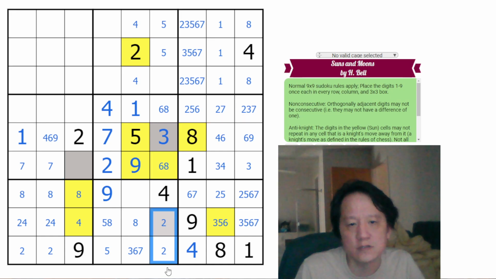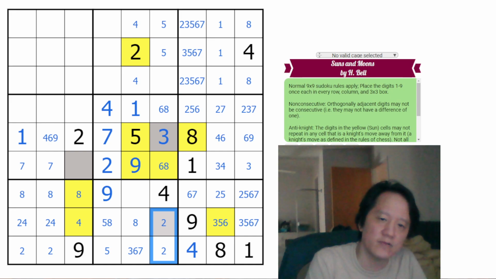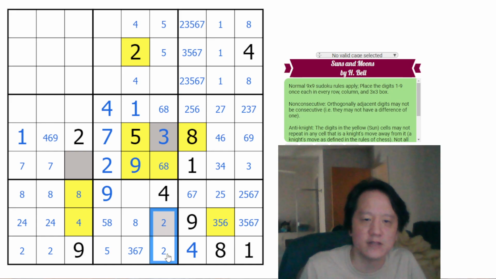6 and 8. So this cannot be 1 here. Cannot be 2, or we've already got the 2. Can't be 3, can't be 4. Could be 5, 7, or 9. So no 9. And wait, we know this can't be 5 because they're both next to 4. So this is 2, 7.